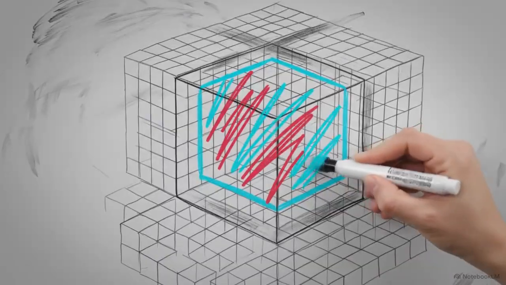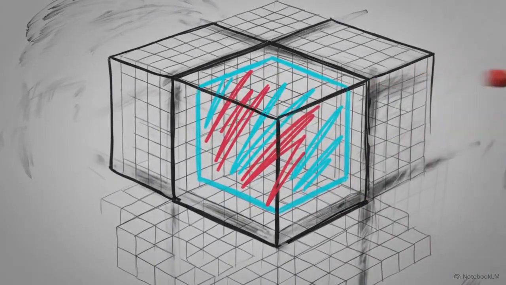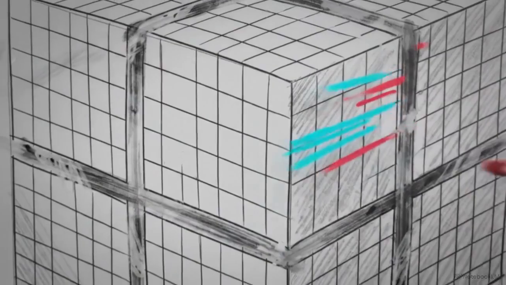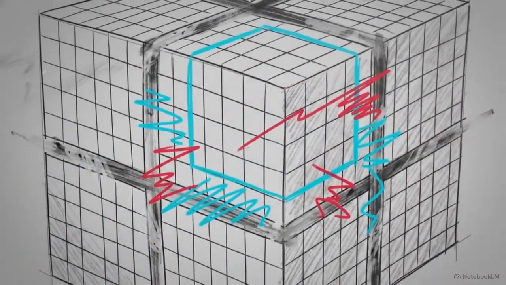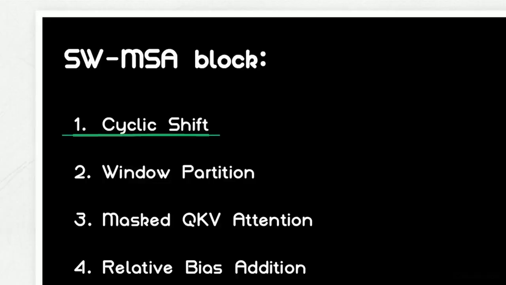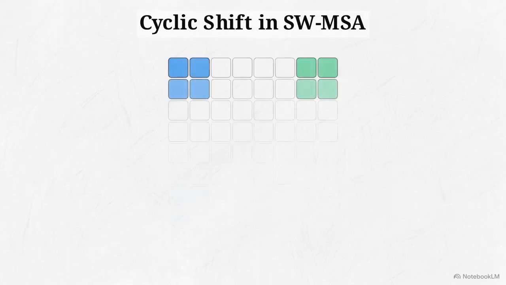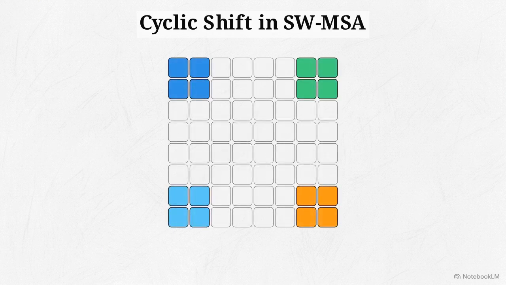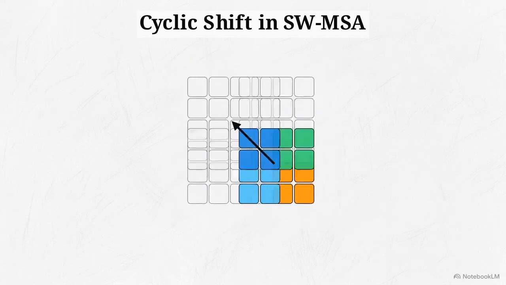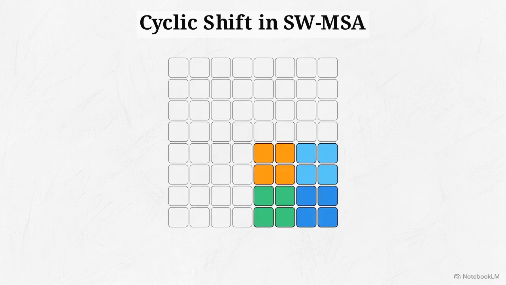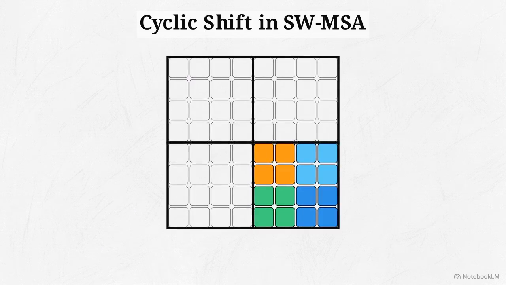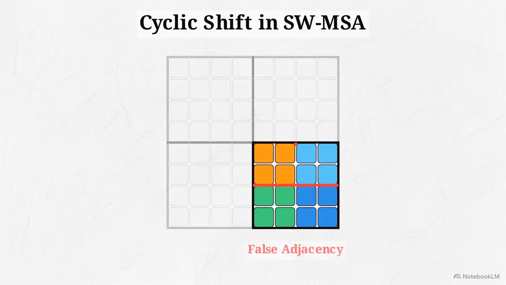We transition to the SWMSA block, which is engineered to allow data to communicate across the rigid window boundaries we just established. The process hinges on step 1, cyclic shift, which replaces computationally expensive padding. This top-down grid shows the torch.roll operation. It shifts the tensor up and left by half a window size. This creates a direct hazard. Pixels from opposite corners of the image are now physically grouped inside the same local window in memory.